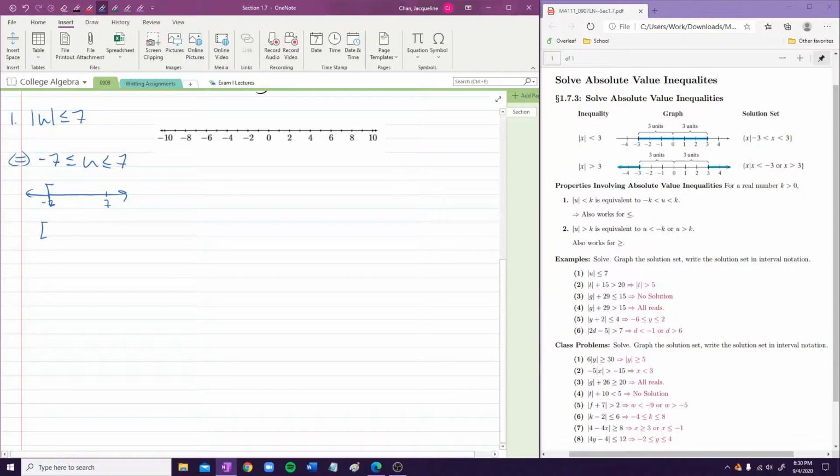Since u is between -7 and 7, what does that mean? It is right here. So our interval notation is -7 to 7. And then if I want to draw the final graph, make sure you pick the right spot. It's all of this right here. So that is the first problem.